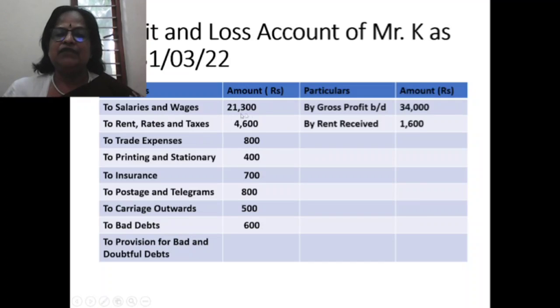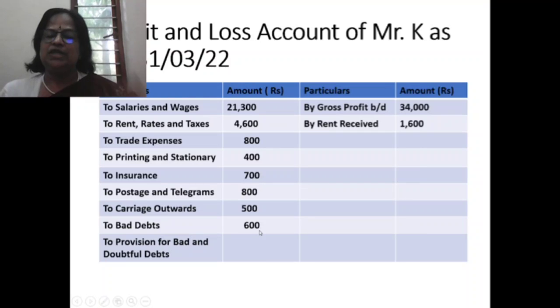To salaries and wages 21,300. To rent, rates and taxes 4,600. To trade expenses 800. To printing and stationery 400. To insurance 700. To postage and telegrams 800. To carriage outwards 500. To bad debts 600.